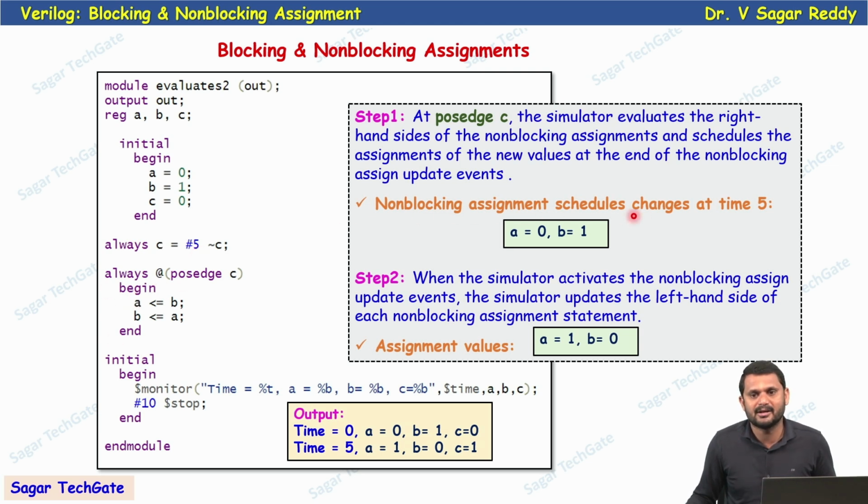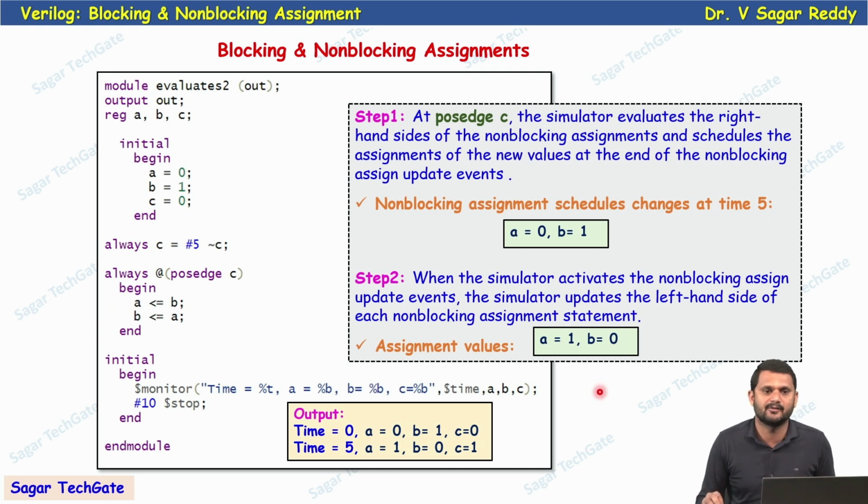So the non-blocking assignment schedules changes at time 5. So now A equal to 0, B equal to 1. These are just the evaluation, but the updation is at time step 5. When the simulator activates the non-blocking assignment update events, the simulator updates the left hand side of each non-blocking assignment statement. So it assigns the values: A is 1, B is 0. Here these are the read values of A and B. At the end of time step 5, we are updating these A and B with the new values. I hope you understand this example.